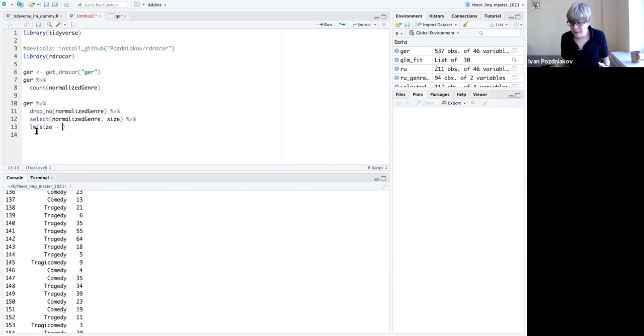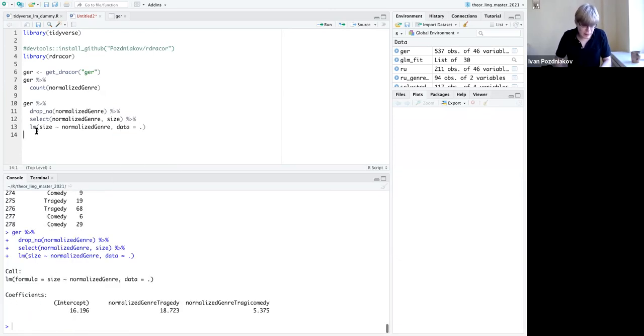It's just something that you should remember, but think about this as an actual equation. Usually you can see y equals ax plus b, or y equals x multiplied by beta plus beta 0, for example. Usually y is something that we are interested in to predict, to calculate, to estimate. That's something on the left side. Size, normalized gender. And also we need to specify the data.